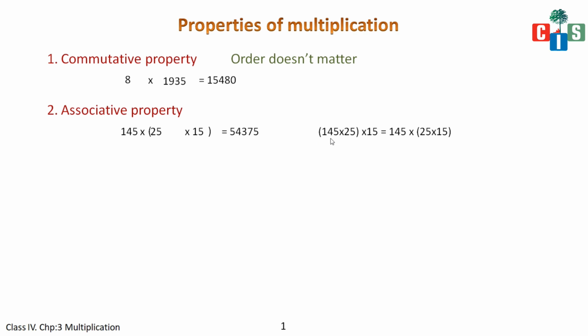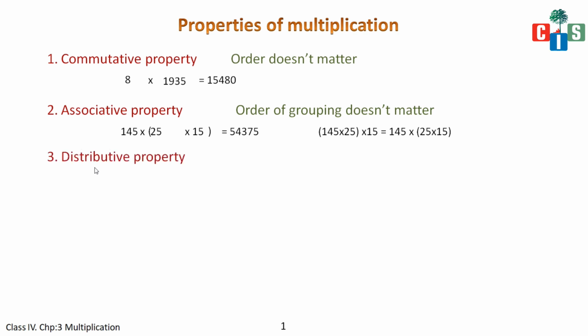So I can say that when there is a group of 145 and 25 and when there is a group of 25 and 15 multiplied by 145 multiplied by 15 here, all the three numbers are same. Have a look, but the group is different and the answer remains the same. That is, the order of grouping does not matter, and that is known as associative property.